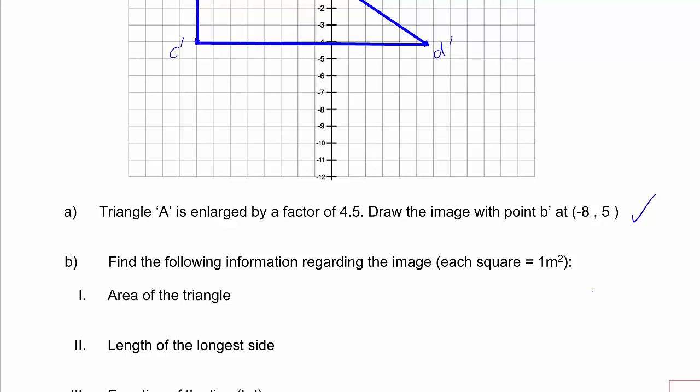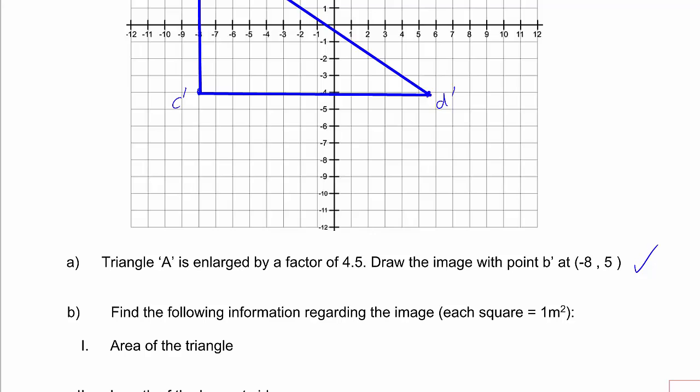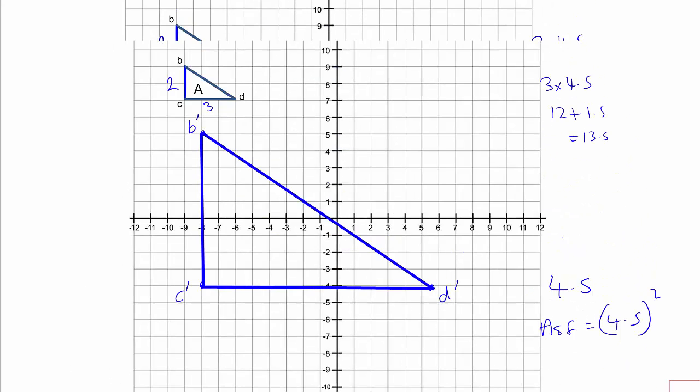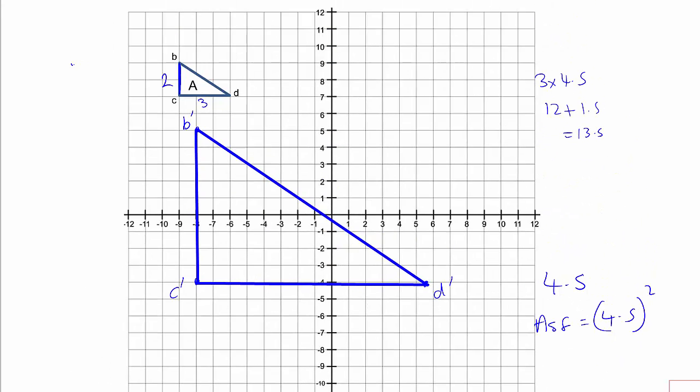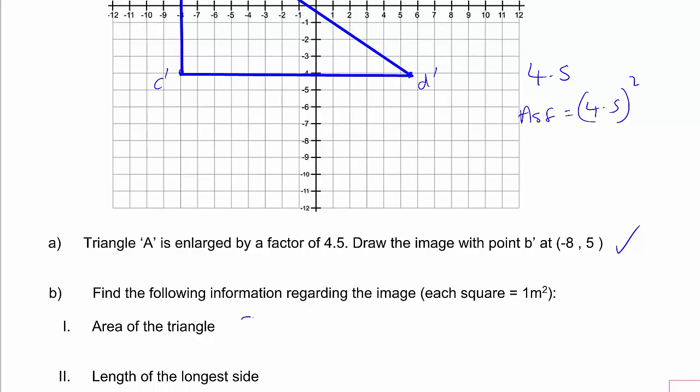Find the following information regarding the image. We want the area of the triangle. Well, obviously you've got the dimensions, you could work it out, but let's try doing it using scale factors. So we know the linear scale factor is 4.5, and that means the area scale factor is going to be 4.5 squared. So the original triangle is base times height divided by 2, which is 3. So the area of that triangle is going to be 3 times 4.5 squared.